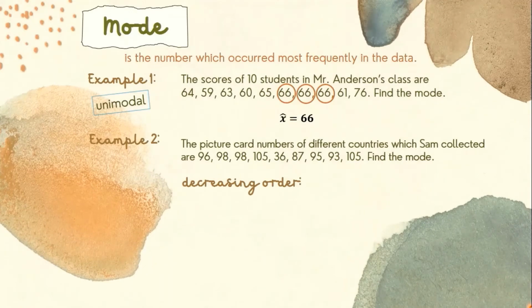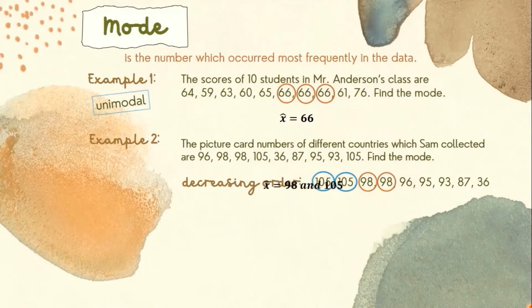In this case, we'll be arranging the data in a decreasing order from the highest value up to the least value. We arrange the data in either increasing or decreasing order so that we can see right away which numbers occurred most frequently. In this case, we can see right away that 105 occurred twice. 98 also occurred twice. And then the other values, each of them occurred once only. Therefore, the modes for this word problem and set of data are 98 and 105. This is an example of bimodal, meaning there are two modes in a given set of data.